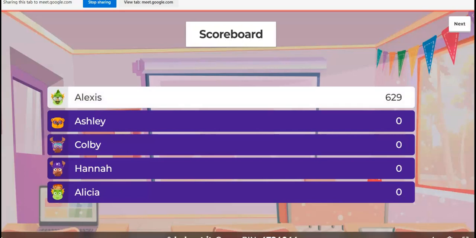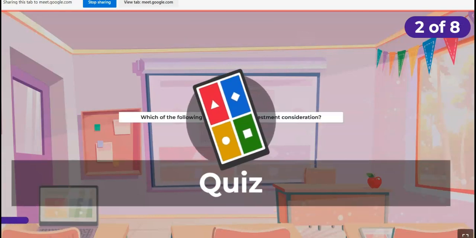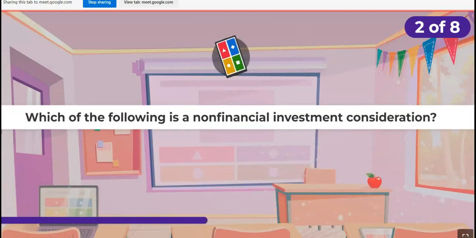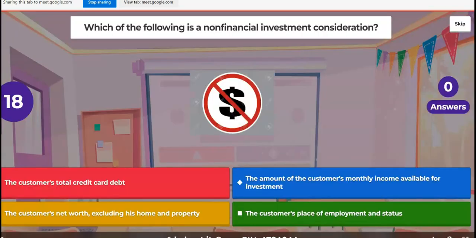All right, Alexis put some points on the board. That's our next one. Which of the following is a non-financial investment consideration? A, the customer's total credit card debt. B, the amount of the customer's monthly income available for investment. C, the customer's net worth excluding his home and property. Or D, the customer's place of employment and status.